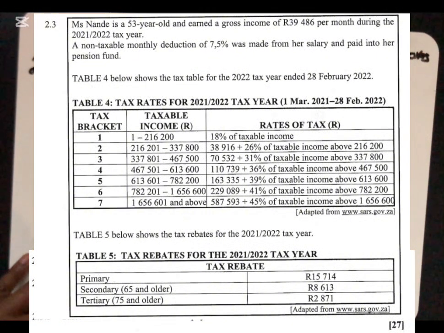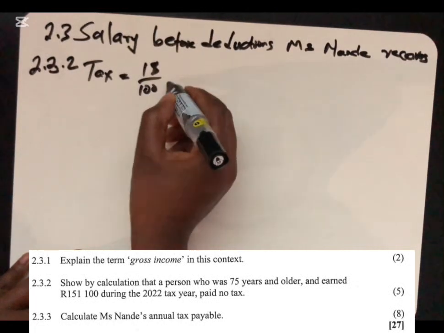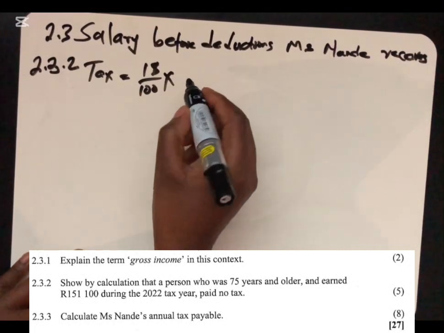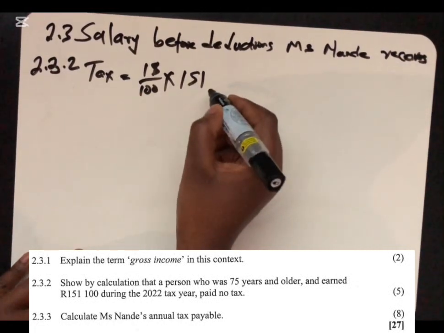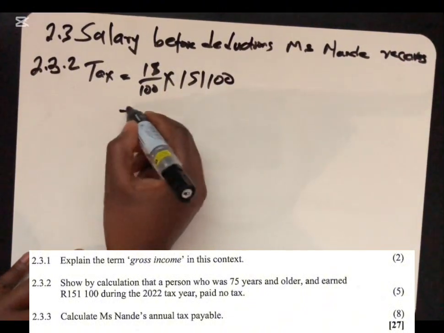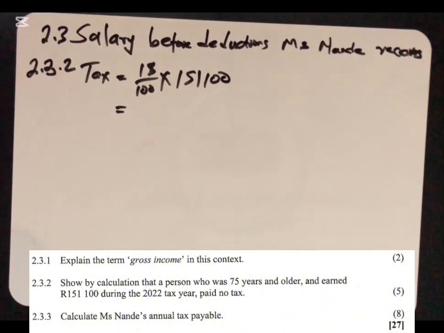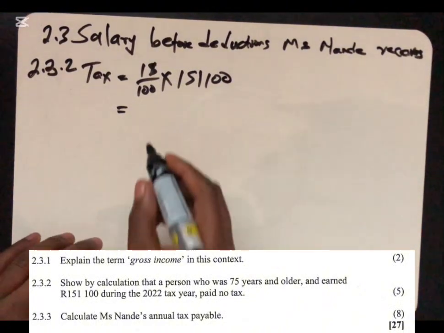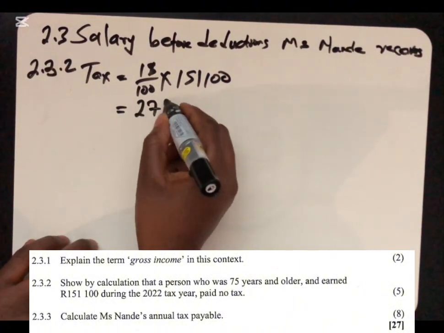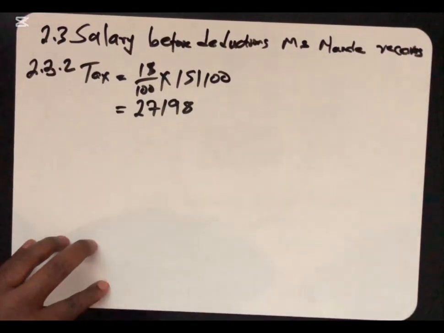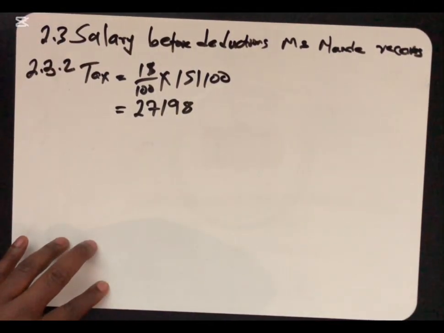So we're just going to say tax is equal to 18%, which is 18 over 100, multiplied by this amount of 151,100 rands. Then we use a calculator here. We are now going to say 18 divided by 100, multiplied by 151,100, which is 27,198. This is the amount of tax this person is supposed to be paying.